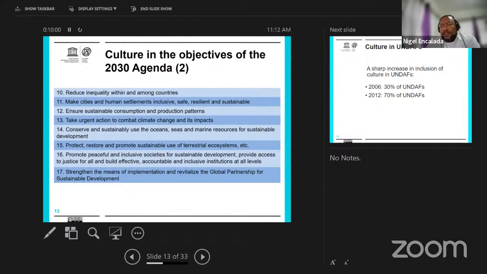Conserve and sustainably use the ocean, seas, and marine resources for sustainable development. Protect, restore, and promote sustainable use of terrestrial ecosystems and other ecosystems. Promote peaceful and inclusive societies for sustainable development, provide access to justice for all, and build effective, accountable, and inclusive institutions at all levels. And strengthen the means of implementation and revitalize the global partnership for sustainable development.